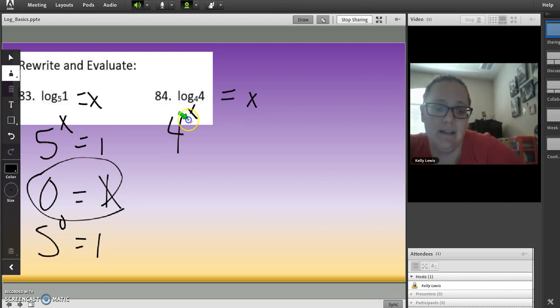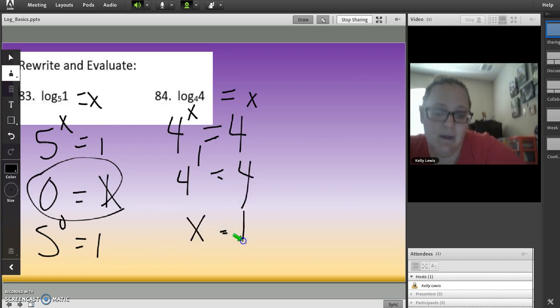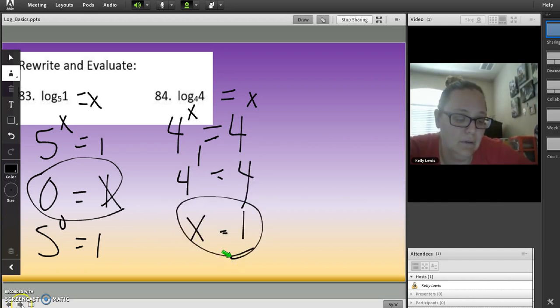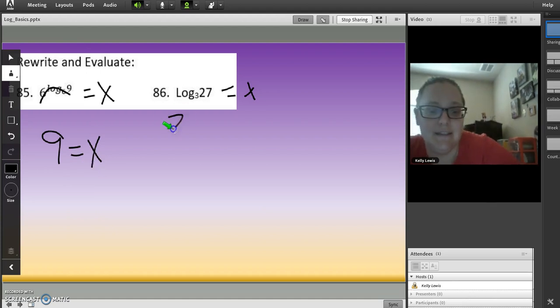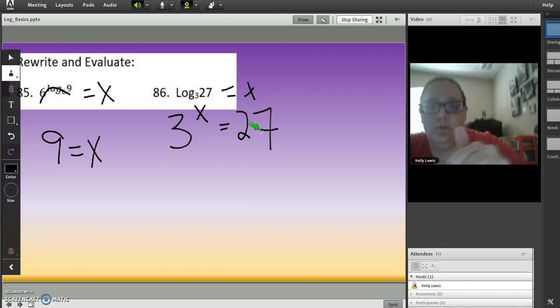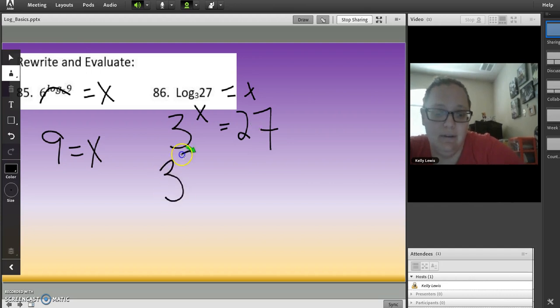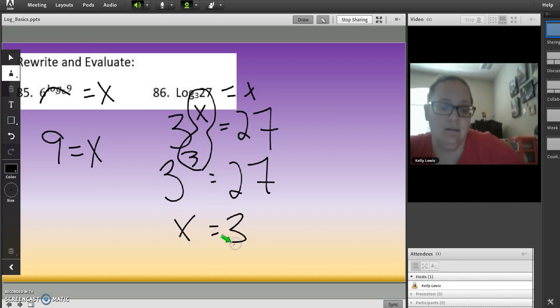This over here says 4 to the x equals 4. And so the rule of exponents says any number to the first power is that same number. So 4 to the first power is 4. Here, same thing. These guys cancel, so I get 9 equals x. This says 3 to some power is 27. Well, 3 squared is 9. It's not 27. 3 times 3 times 3 is 27. So 3 is my answer.